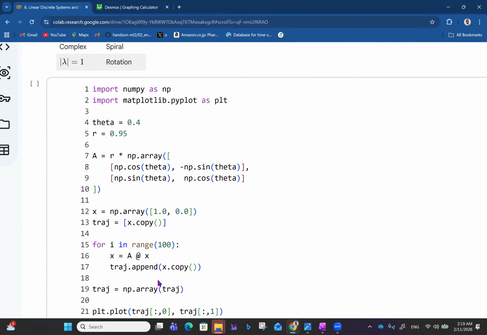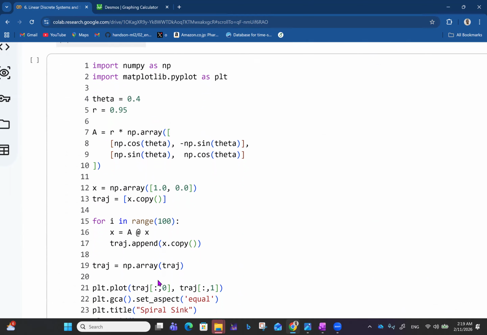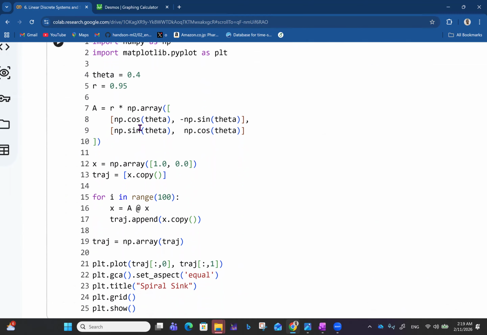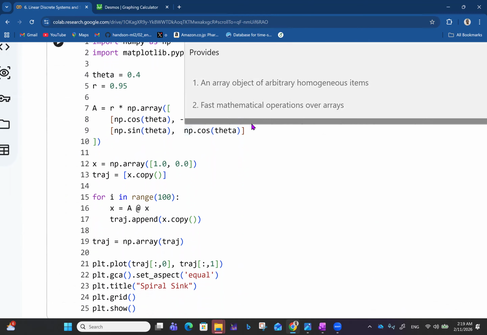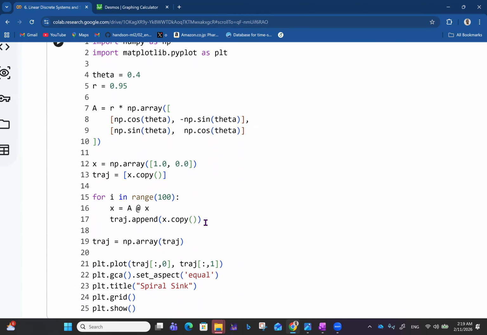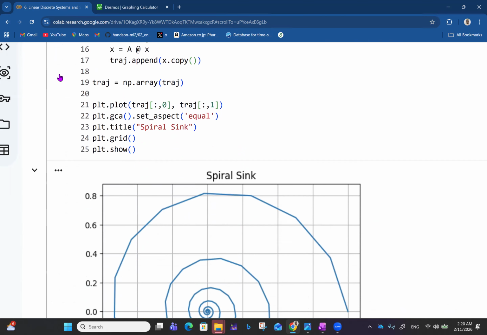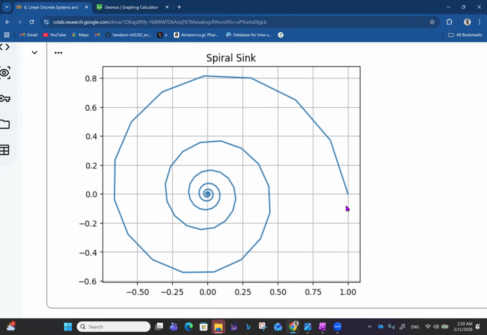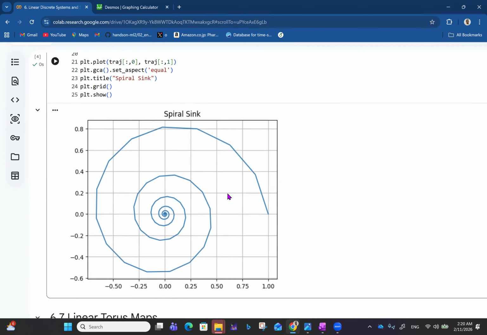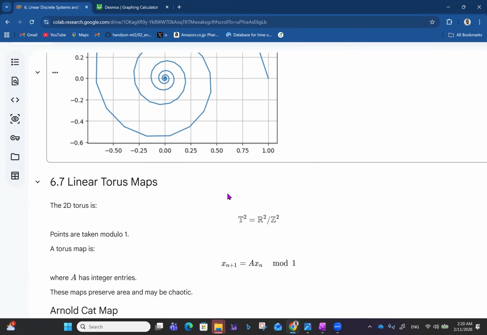Okay. So imagine theta is 0.4 and r is 0.95. You then have this matrix: cos theta, minus sine theta, sine theta, cos theta, scaled by r. So you want to see a kind of spiral sink here. It's a spiral, but it's converging towards something. A sink means it's going inside, so it's still converging all the same. So we have a spiral sink in that situation.